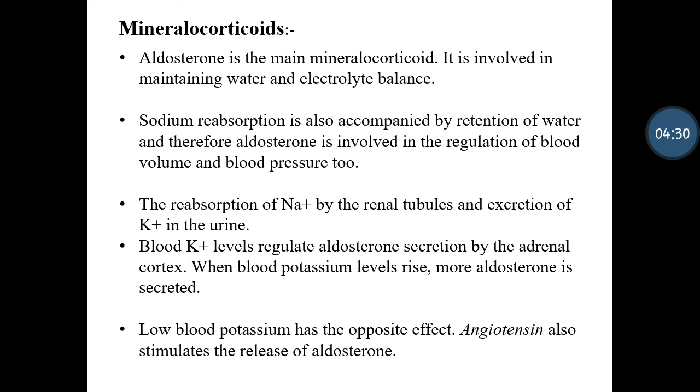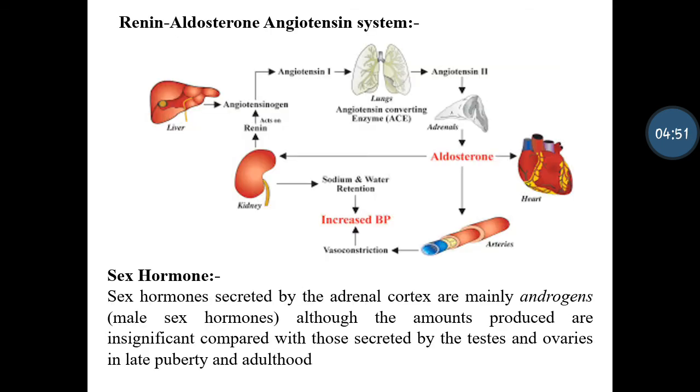Blood potassium levels regulate aldosterone secretion by the adrenal cortex. When the blood potassium level rises, more aldosterone is secreted. Low blood potassium has the opposite effect. Angiotensin also stimulates the release of aldosterone for maintaining blood pressure. Aldosterone maintains blood pressure through the release of the renin enzyme through the liver.